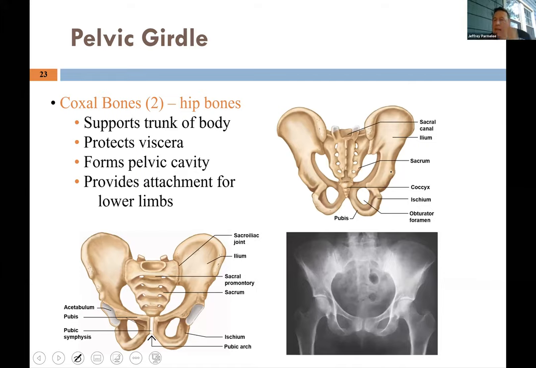And you can see this protection, supporting all the weight from your lower limbs goes through the pelvis to hit your axial skeleton. And then that wideness, that big flaring of the ilium there, is for attachment of muscles to go to your legs.